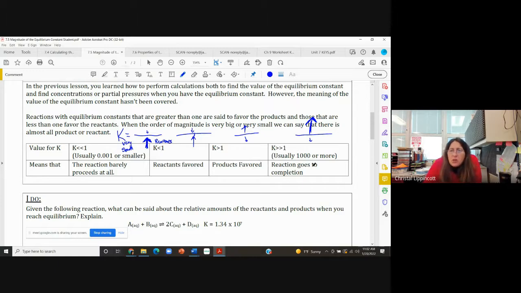So that's what they're talking about here, reactants favored or products favored. This one will have barely done anything. Most of the stuff is going to stay as reactants. This one, almost all of it is going to go to product. I'm jumping ahead to strong acids, weak acids. When we're talking about strong acids or strong bases, remember we said that goes almost to completion. That's why they're strong, because almost all of those things separate out.